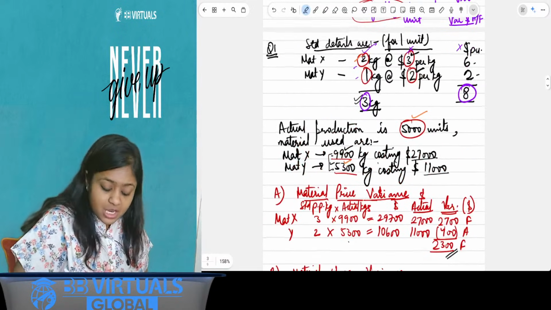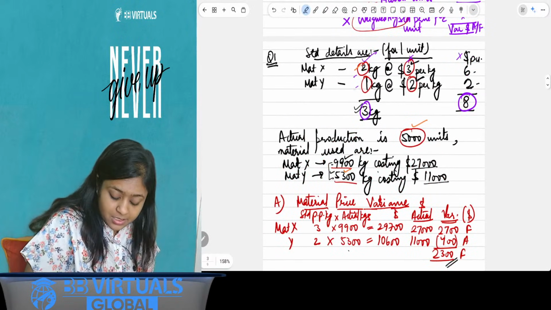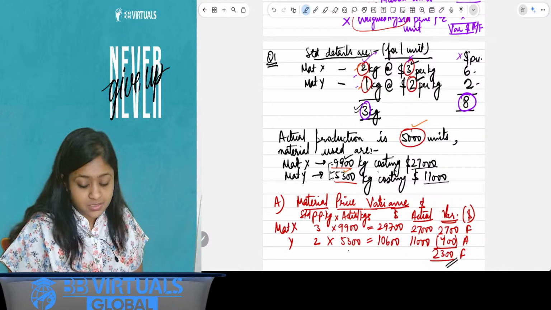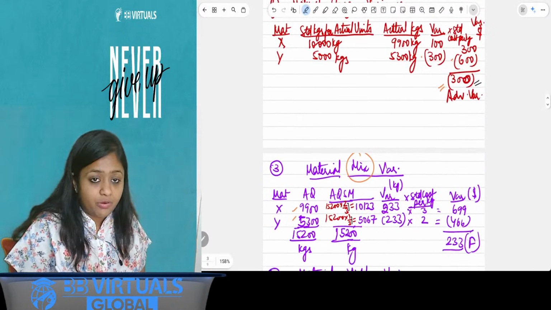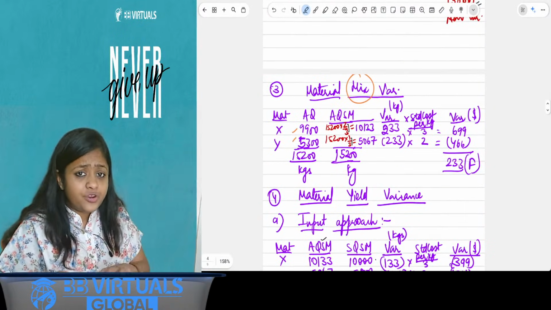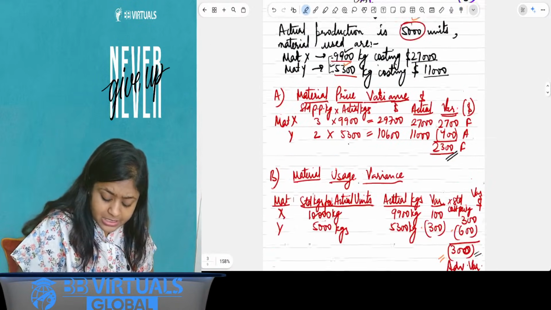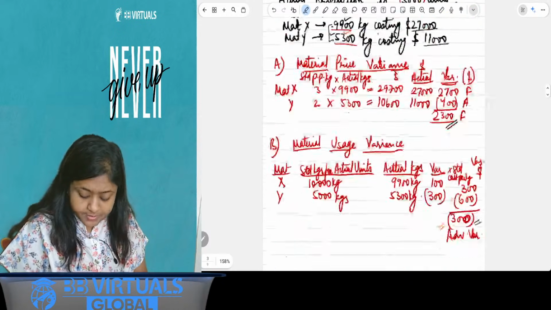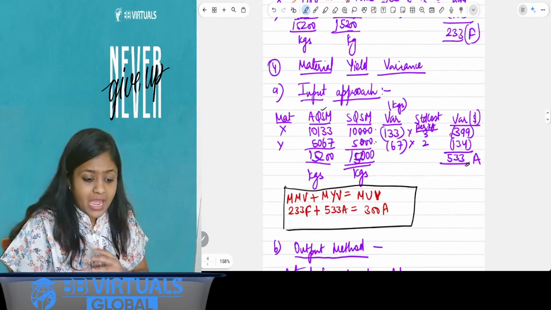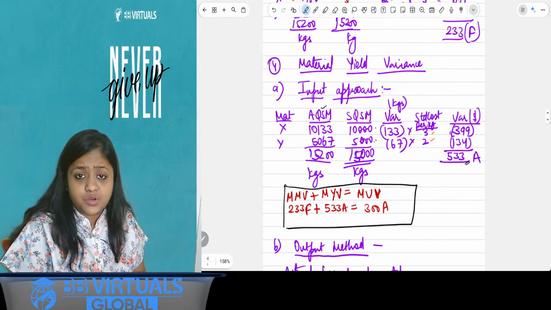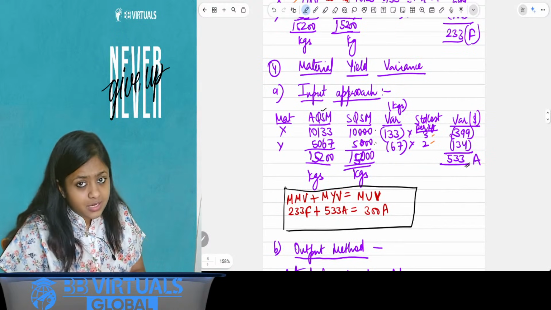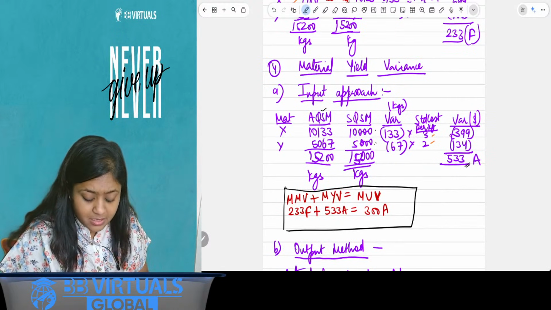Now you put this 15,200 in the standard mix. Standard mix means material X mix is 2 by 3, material Y mix is 1 by 3. Clear? In this proportion you allocate it. Done. Get the difference multiplied with standard cost per kg. Standard cost per kg is 3 and 2. So multiply with 3 and 2 and get your values. Done. You will get your variance. Clear?